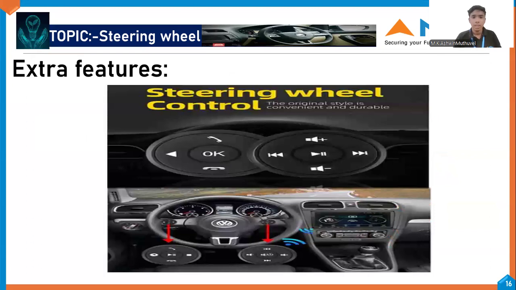The extra features of the steering wheel. In this we can attend the call, we can decline the call, we can increase the volume of the music or sound systems, we can decrease the volume, forward the music, backward the music. These are all the extra features which are given in the steering wheels.